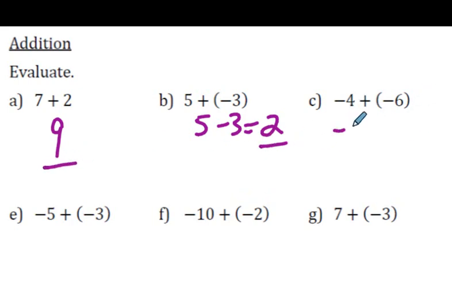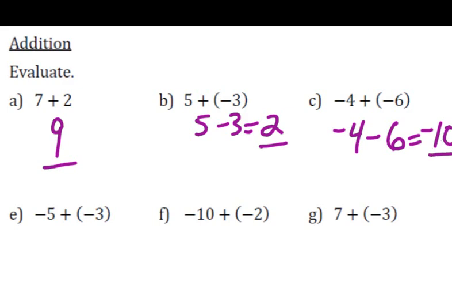Negative 4 plus negative 6. There's two signs here. It's a double sign, so the negative wins out according to our rule. What is negative 4 minus 6? Well, if you owe $4 and you owe $6 more, you actually owe $10.